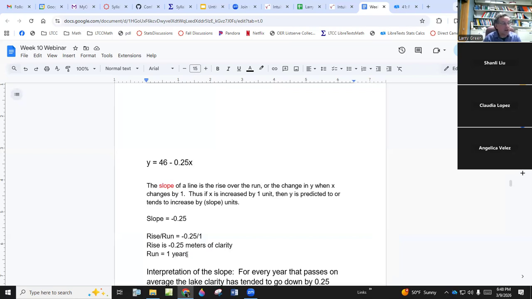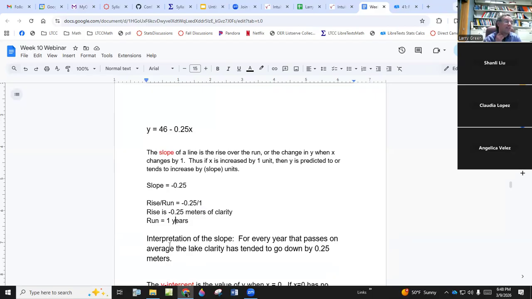Any questions so far? Okay, so now we can interpret the slope. We could say for every year that passes, on average, the lake clarity has tended to go down, because of this negative sign, by 0.25 meters. Any questions at all on this interpretation?